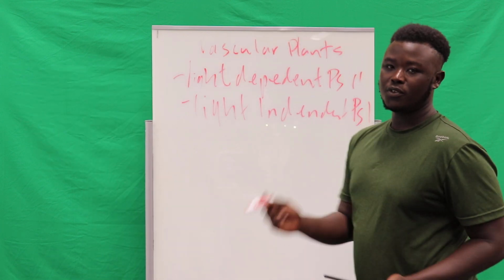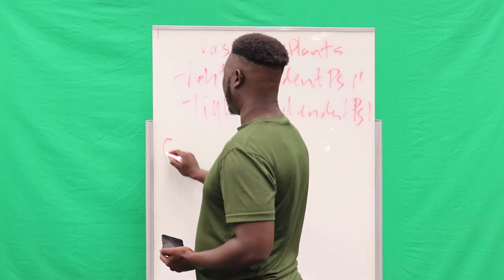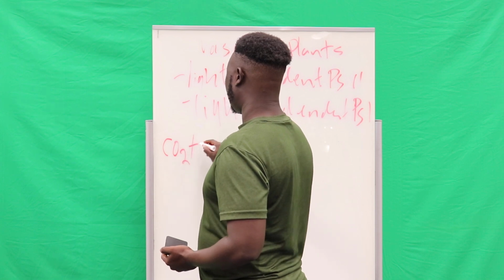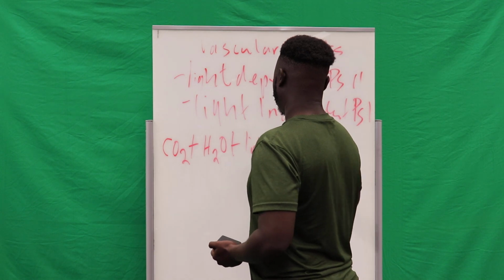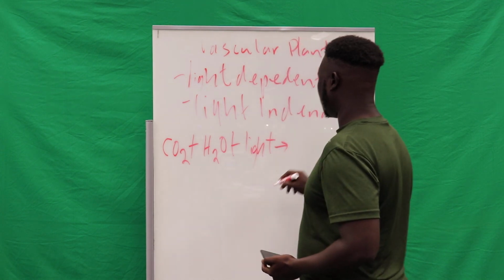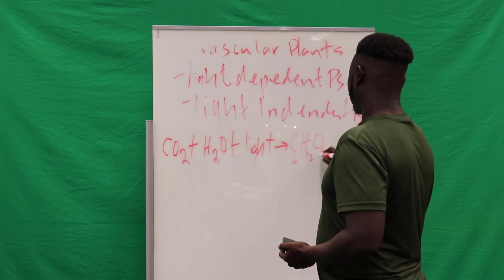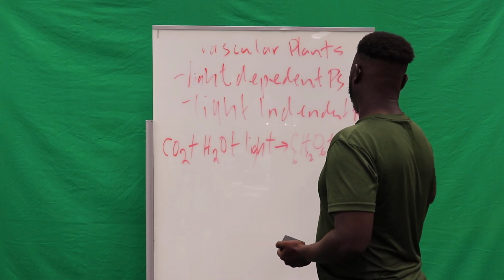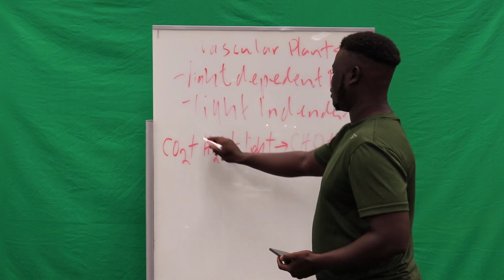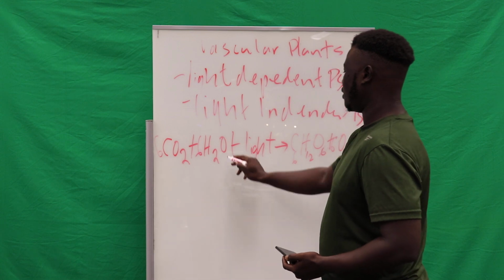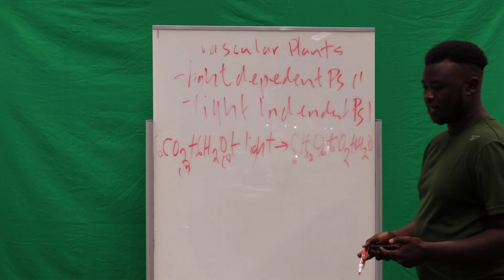So the process of photosynthesis, the chemical formula, is very simple. Of course, we have carbon dioxide plus water plus light energy, which is going to produce glucose plus oxygen plus water. This is the formula that would describe it in a chemical manner.